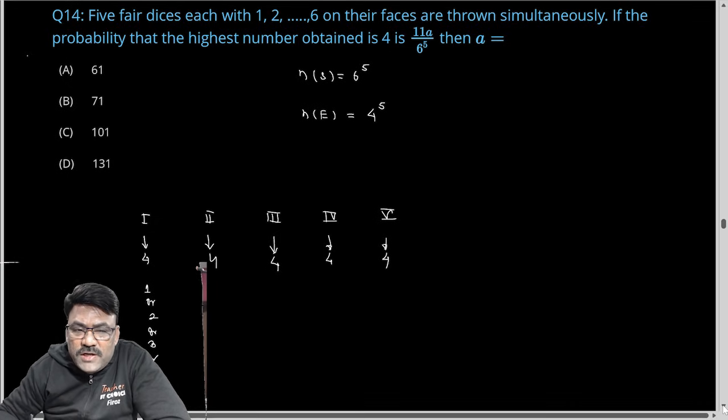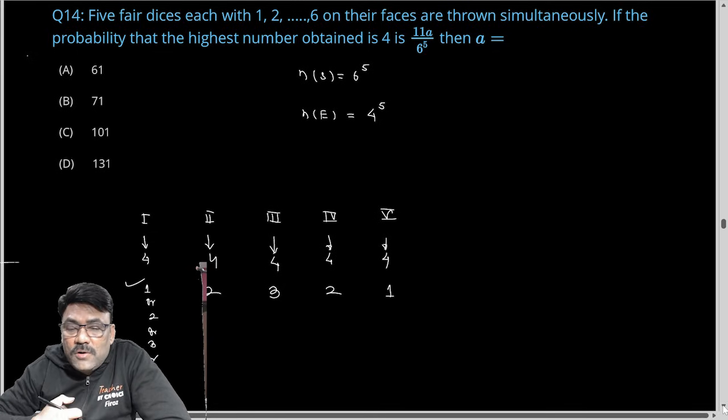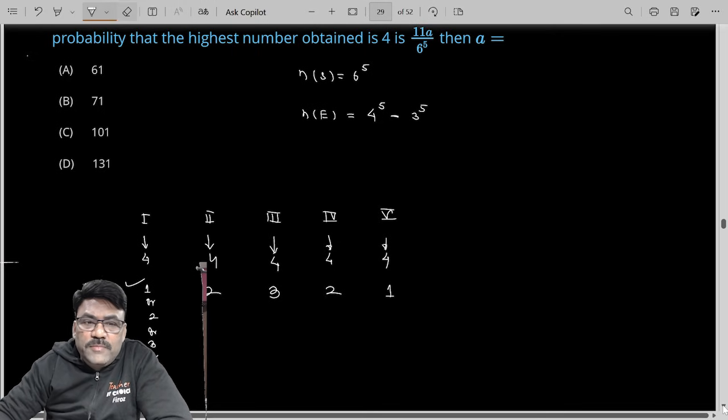It's quite possible that, let's say, here you are getting 1, here you are getting 2, here you are getting 3, here you are getting 2, 1, again here you are getting 1. You are not getting 4 on any of the dice. So that possibility should be excluded. When I'm not getting 4 on any of the 5 dice, on each dice I'm getting the numbers from 1 to 3 only. So 3 raised to 5. So this is the number of cases to exclude.